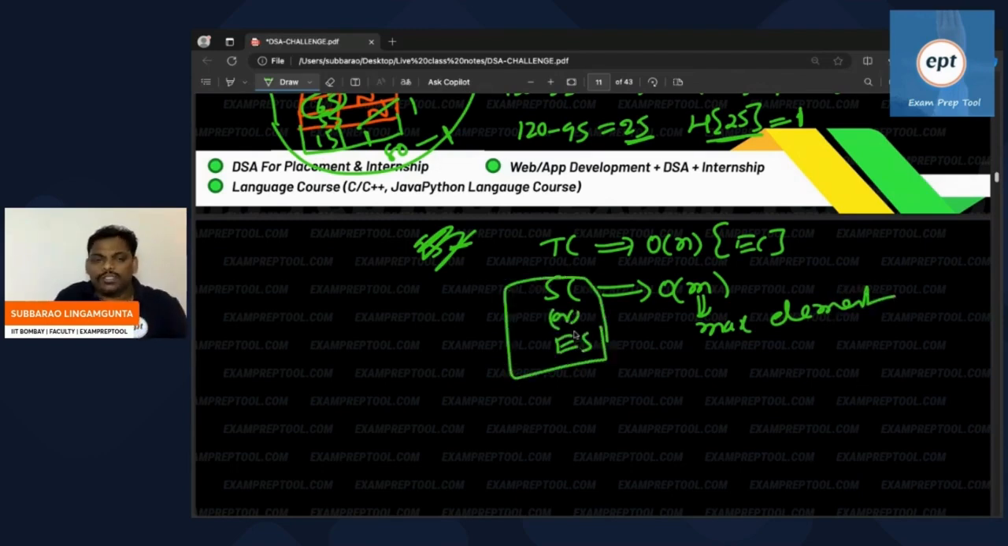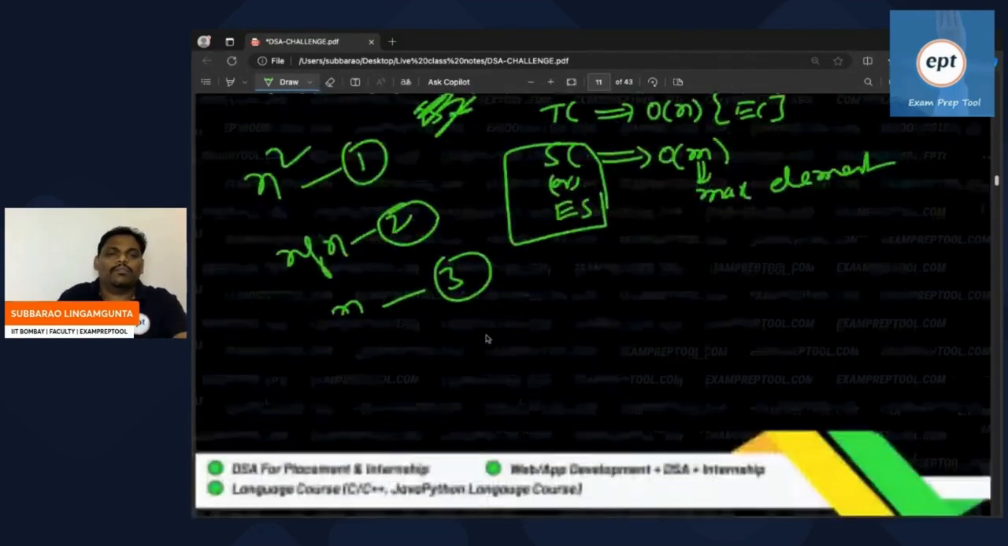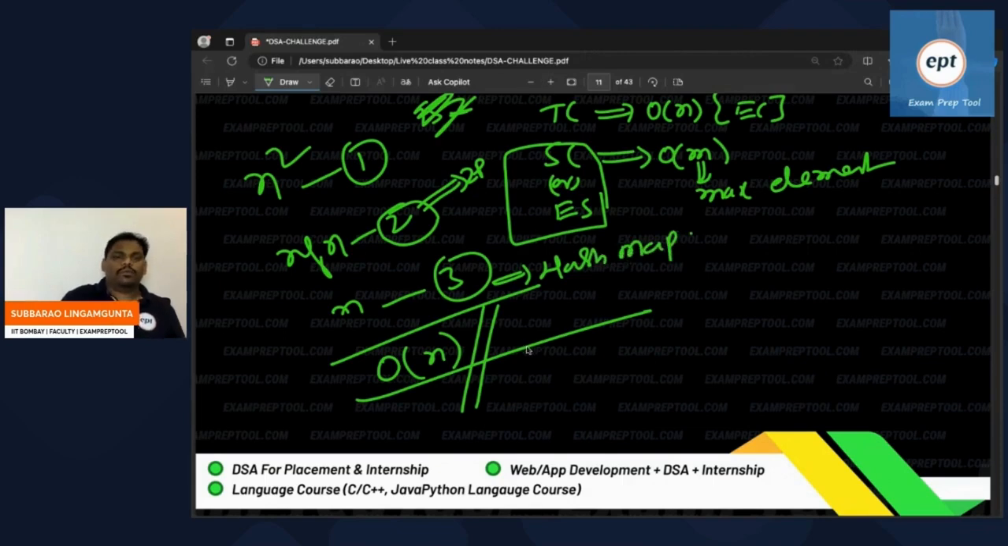So the first algorithm is n square, the second algorithm is n log n, and the third algorithm is n. Among all of them, the best algorithm is n. Using hashing, the technique is called hashing. The second algorithm, n log n, is using two pointers. The third is using hash map. The first is using linear search. These are the keywords: first using linear search, second using two pointers, third using hash map.